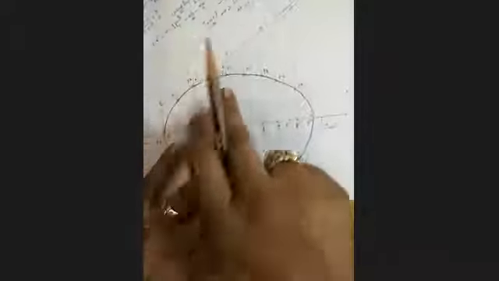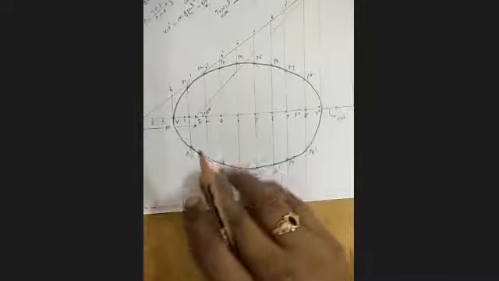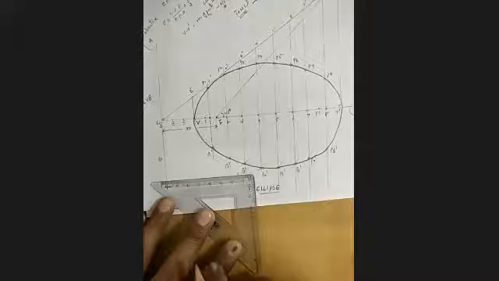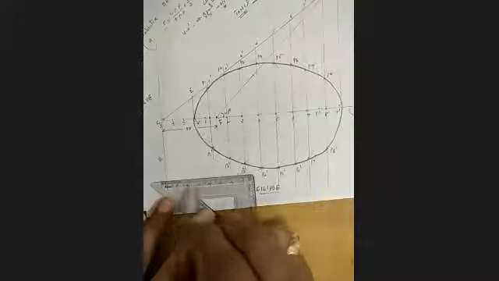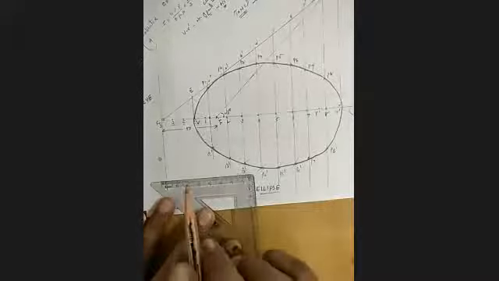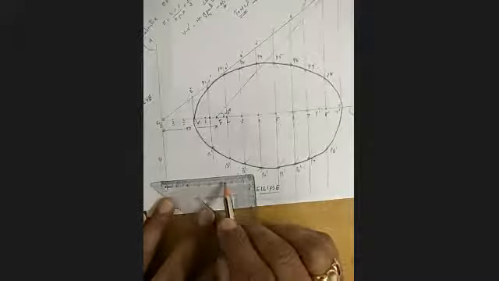Now listen carefully. This is the directrix line. From this directrix, measure 10, 20, 30, 40, 50, 60, and this is 65. Any problem? I measured parallel from the directrix. How much? 65. Be careful: 10, 20, 30, 40, 50, 60, 65.